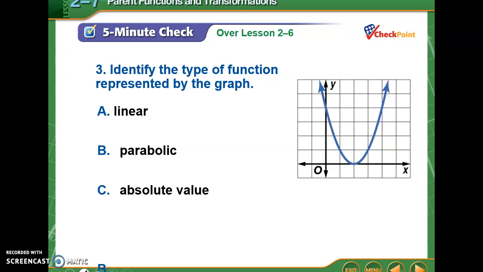Alright, last question. How about this one? How do you identify this type of function? Alright, so this is parabolic. It's a parabola. Okay? Alright.